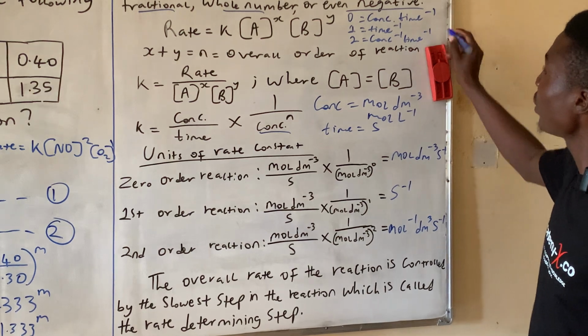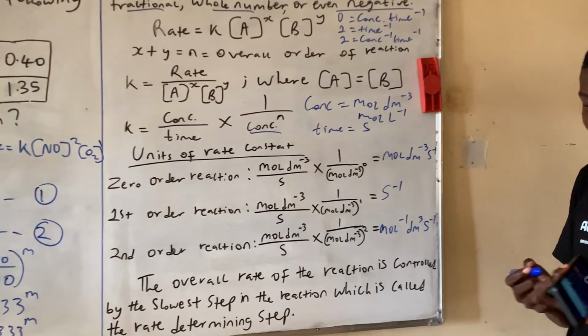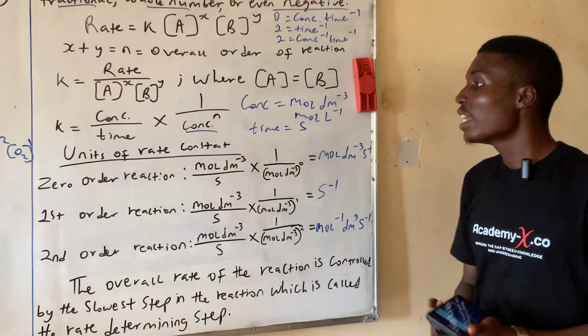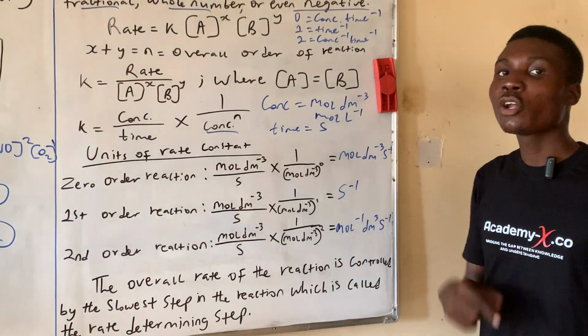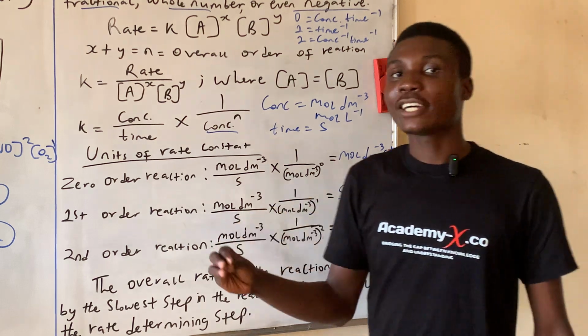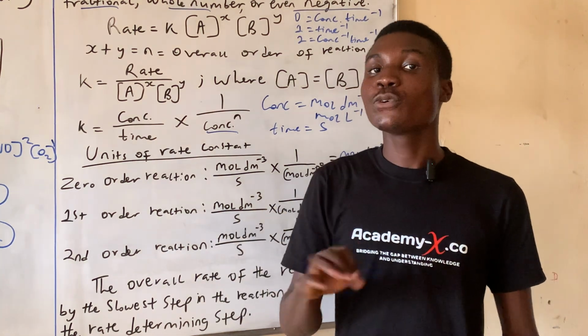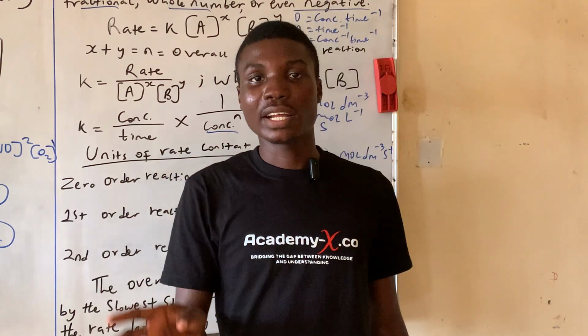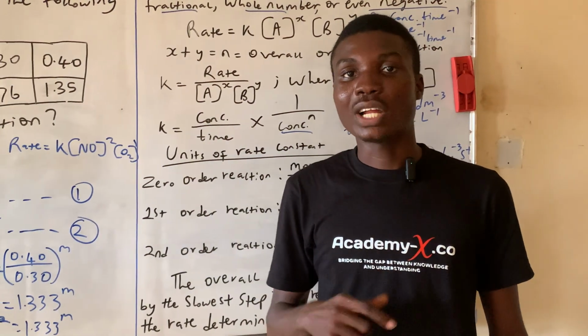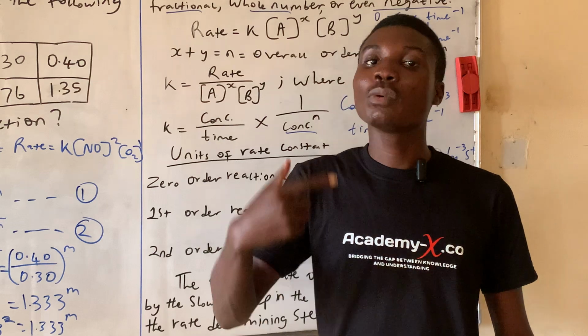Now, why is the unit of rate constant important to us? It is important simply because from the unit of the rate constant, you can tell what the order of reaction is. A question can be given to you about a particular reaction, and they will not tell you the order of reaction, and you are expected to know the order of reaction to be able to solve the question. We'll see examples of those things.